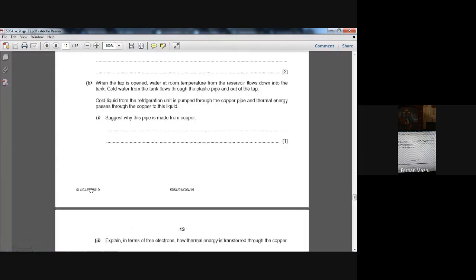So it says when the tap is opened, water at room temperature from the reservoir flows down into the tank. Cold water from the tank flows through the plastic pipe and out of the tap. Cold liquid from the refrigeration unit is pumped through the copper pipe and thermal energy passes through the copper to this liquid. Suggest why this pipe is made from copper. Why is it made of copper?